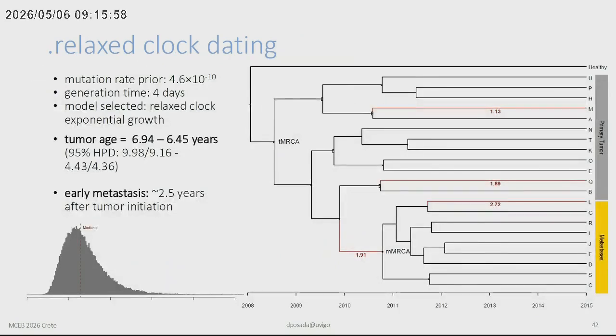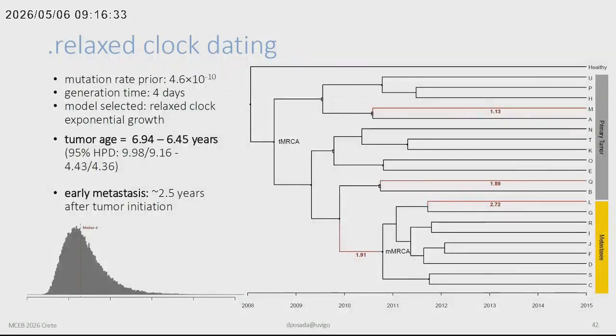We have some prior for the mutation rate from some empirical in vitro estimates of colorectal. This is just a prior, right? We have some priors for generation time. So having this, we are able to estimate the age, around 7 years, of the most recent common ancestor of the sample, and the age of the metastasis, which, according to our calculation, this is the posterior distribution, happened around 2.5 years after the origin of the ancestor of the sample.